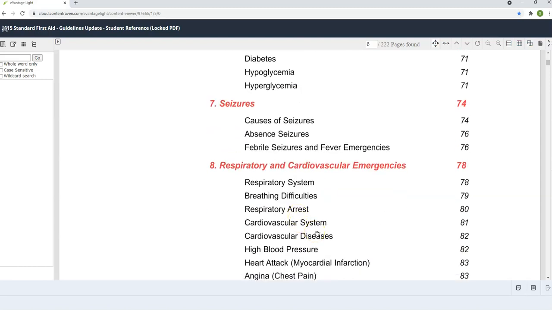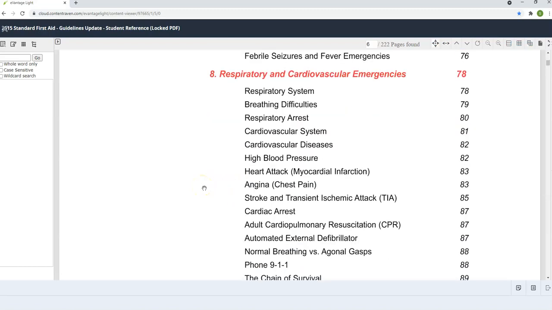And then chapter 8. Chapter 8 is the biggest chapter. Chapter 8 is a key chapter, a pillar. It is about respiratory and cardiovascular emergencies. The longest chapter, the biggest chapter, and a very, very important chapter as well. So we're going to look at some anatomical concepts, respiratory system, breathing difficulties, respiratory arrest, cardiovascular system, cardiovascular diseases.